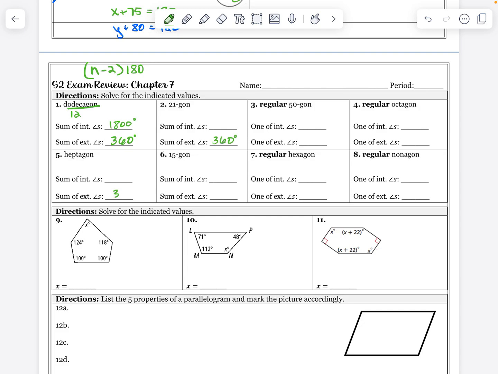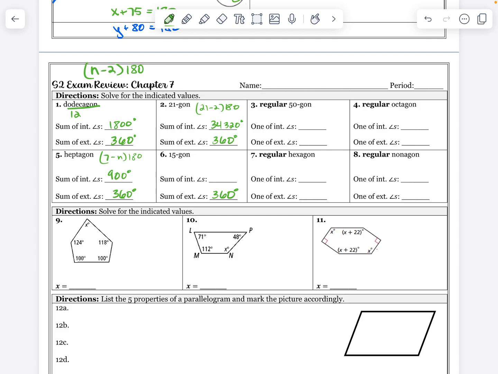Where is my sum of exterior? Sum of exterior. And that's just 1, so that's going to be a little different. All right, sum of interior again. So I'm going to go 21 minus 2 times 180. 3, 4, 3, 2, 0. That's a bunch of degrees. A heptagon is 7 sides. So 7 minus 2 times 180. 5 times 180 is 900 degrees.